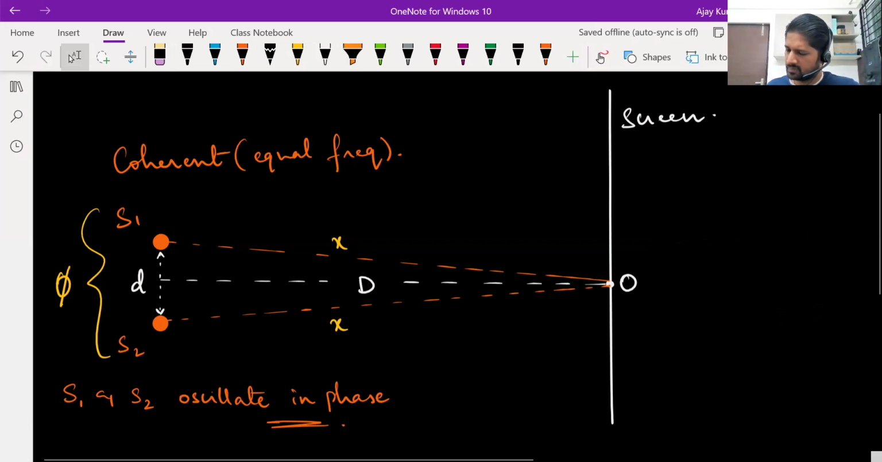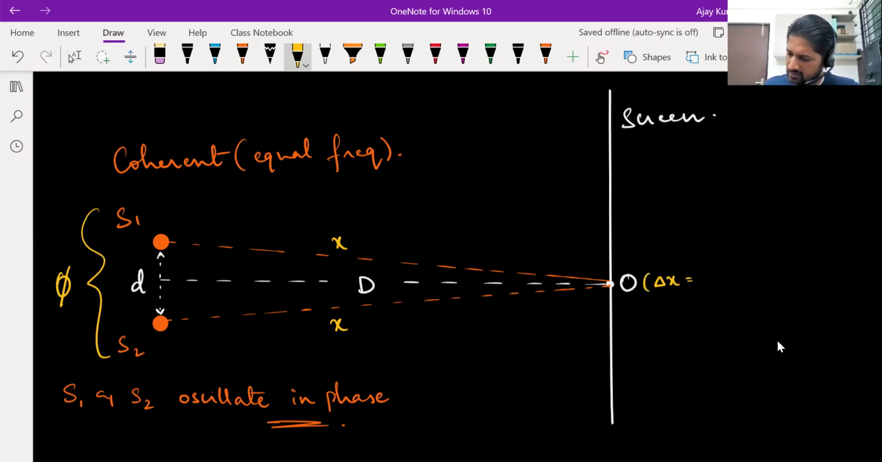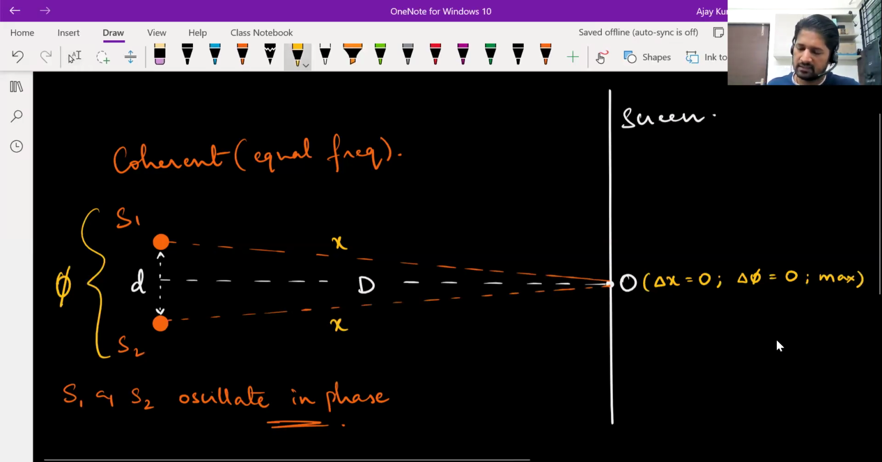Constructive interference. So basically at the point O, the path difference is 0. The waves have traveled the same distance. So the path difference is 0. And since sources are in phase with each other, the phase difference with which they arrive there is also 0, which means they undergo constructive interference. And if they undergo constructive interference, you will see maximum intensity at that point. So you will see a bright spot at this point O.